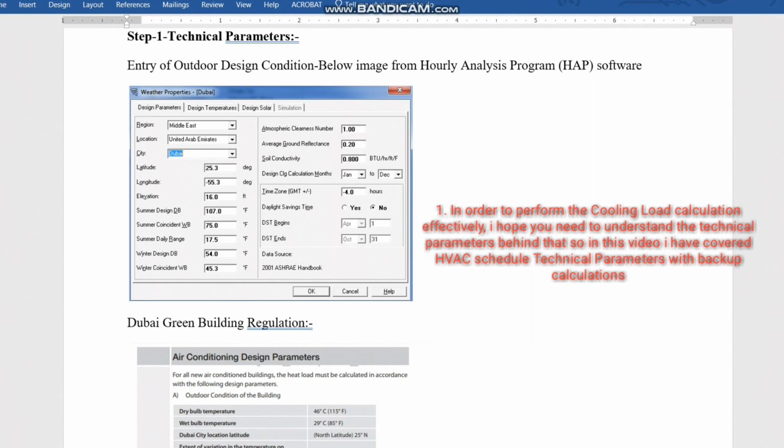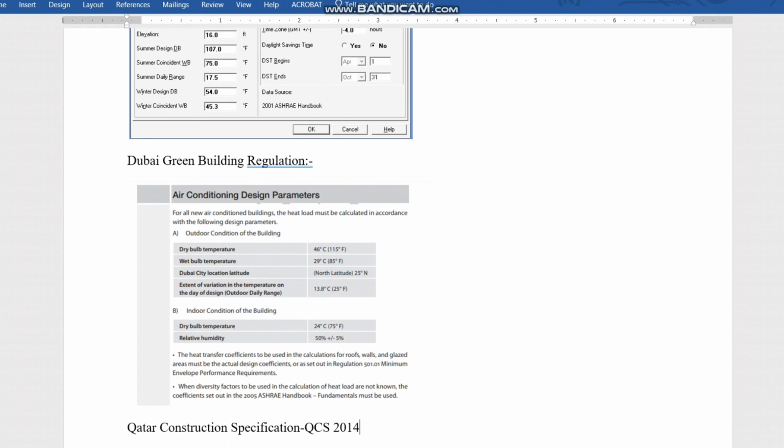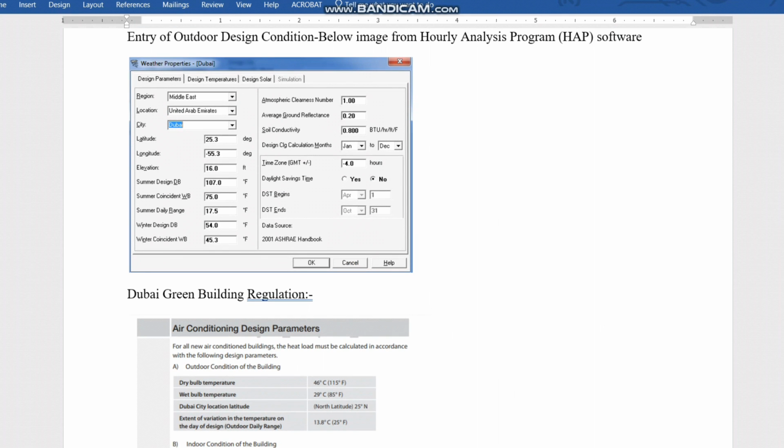When you start any cooling load calculation, you have to provide the weather properties. Here I have given a snapshot from HAP software. I have shown the Middle East, UAE, that is my current location. Here you can see the dry bulb, wet bulb, daily range, and latitude, longitude and different parameters. If you are in the UAE, then you have to follow the Dubai Green Building Regulation. As per Dubai Green Building Regulation, the values are slightly different. The dry bulb temperature we have to consider is 46 or 115, wet bulb temperature is 29 or 85. As per ASHRAE, it is 107 and 75. So here 115 and 85 is slightly different.